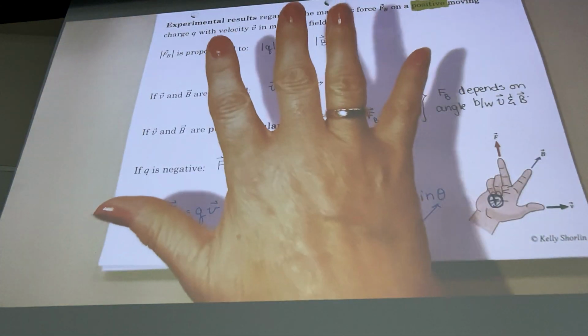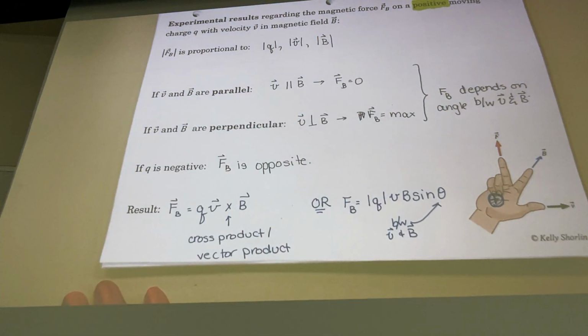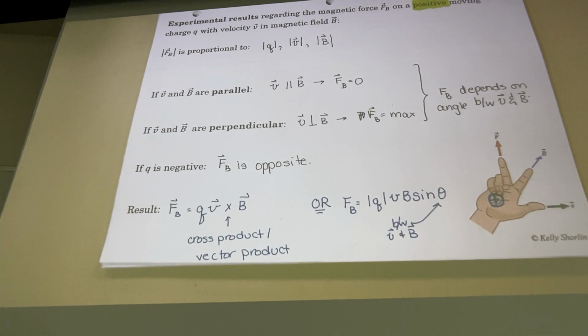Okay, questions here? Yep. Force is always going to be on the plane, or the plane that isn't expressed in F and B, correct? Yeah, force is always perpendicular to V and B, because your middle finger comes out from both of these. Yeah, so it's always perpendicular to both V and B, always.